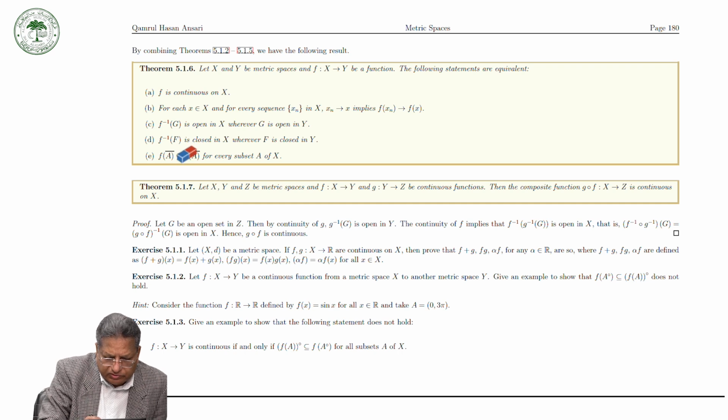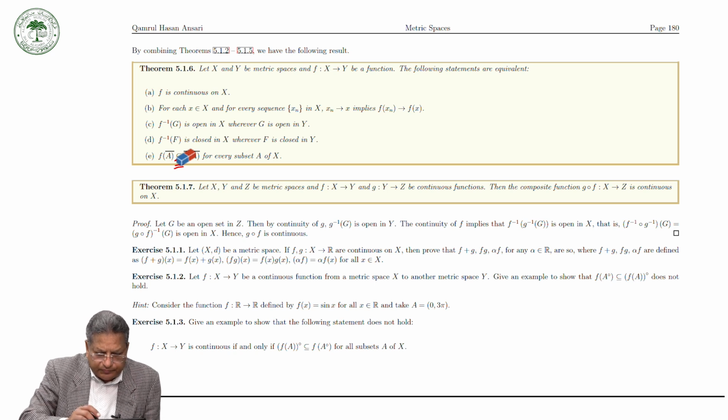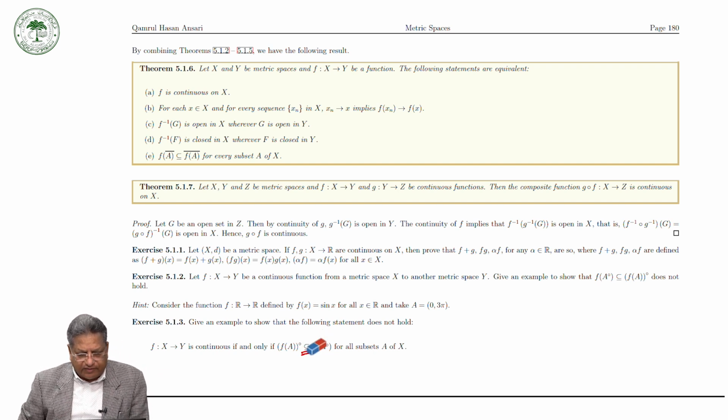If I replace this inclusion by this one, then the statement is not true. So we must take this one. So keep in mind the statement is: the interior of f of A is a subset of f of the interior of A. So give an example to show that this statement does not hold good.